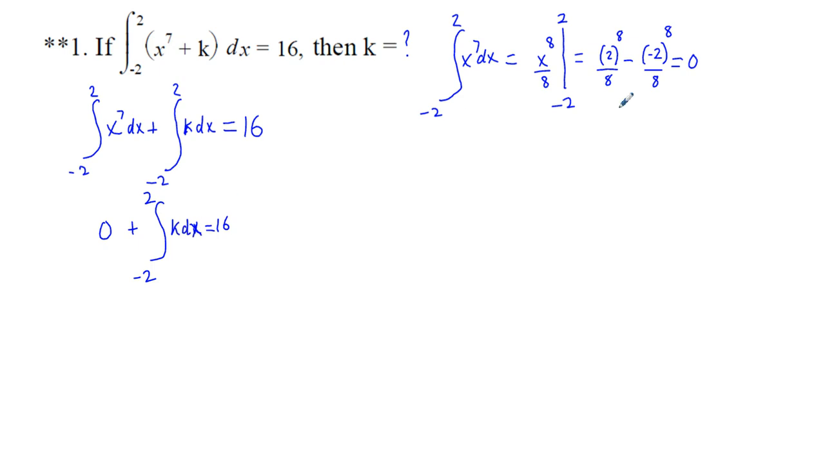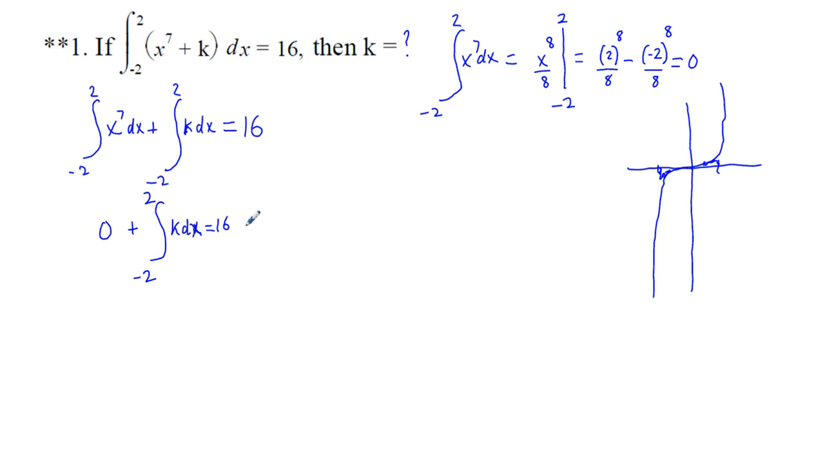And the reason that I knew what this was going to lead to in the first place is the understanding of what the function x to the 7th power looks like. It's going to look like this. So you're going to have a symmetry here. So between negative 2 and 2, you're going to have these two areas that cancel each other out and the net is 0.